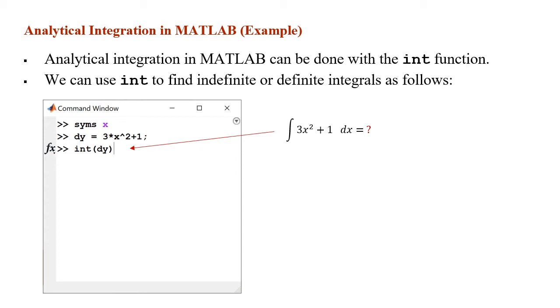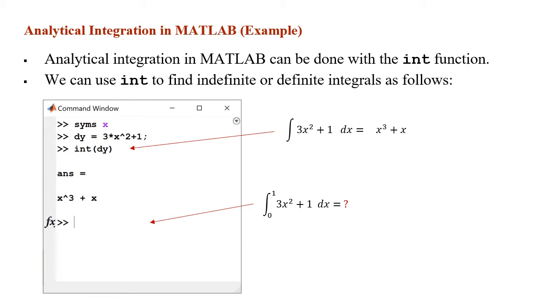If we hit enter, the result will be the indefinite integral of the function that we've provided, which is dy. And if you compare this with the manual solution, you'll notice that they're equivalent. And if you remember, we said that integration is the inverse operation of differentiation. So if we take the derivative of the expression on the right-hand side, it will become 3x squared plus 1, which is what we see inside the integral here.